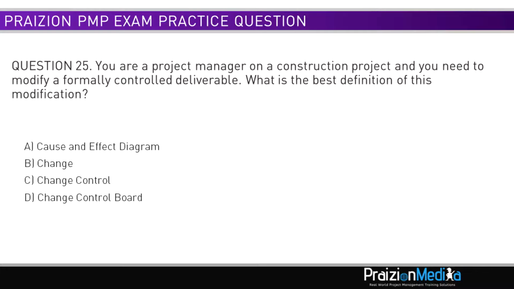Question 25. You are a project manager on a construction project and you need to modify a formally controlled deliverable. What is the best definition of this modification? A. Cause and effect diagram. B. Change. C. Change control. D. Change control board.